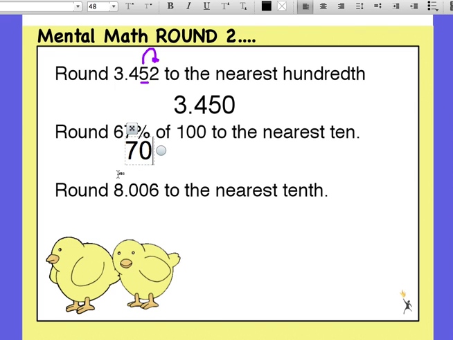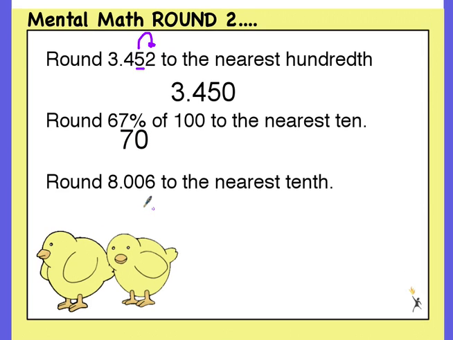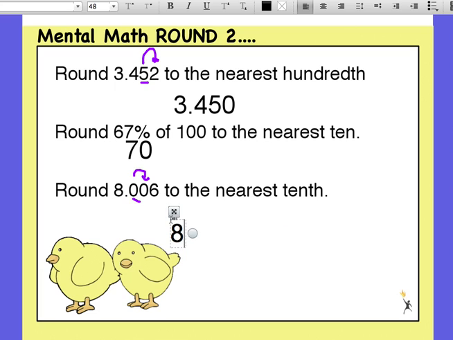Rounding 8 and 6 thousandths to the nearest tenth. Underlining our tenth. Taking a look to the right. Everything to the left stays the same. And then the 0 tells us to keep it the same. So it would be 8 and 0 thousandths, or just 8.